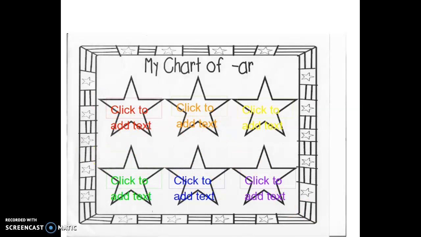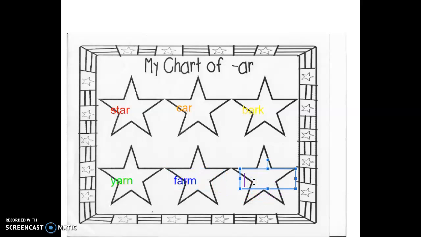The final thing I'm going to do is use some of those words to fill in my chart of AR. So I'm going to go ahead and start with star. And then I'm going to use car and bark. How about yarn? Finally, let's use farm. And let's see, can I come up with another AR word? How about barn? B-A-R-N, barn.